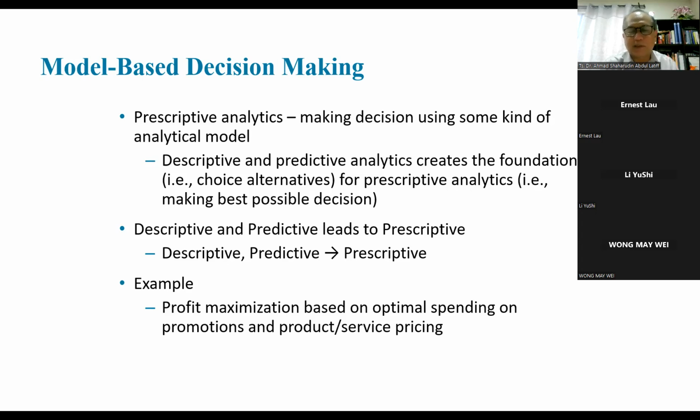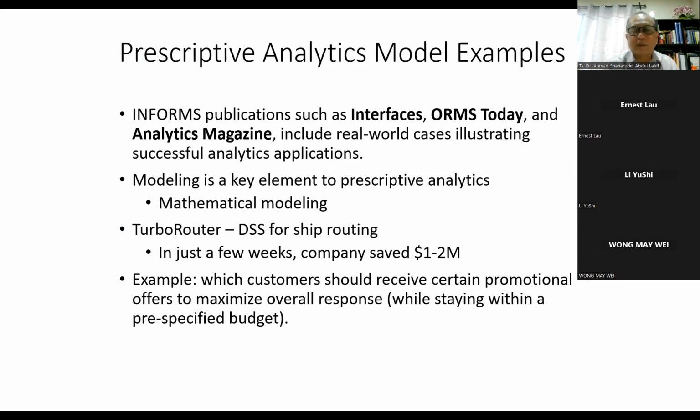For example, profit maximization. We also learned about utility theory, where we have full utilization instead of just profit or monetary gain. This is just an example from INFORMS, the Institute for Operations Research and the Management Sciences. They gave an example in the book on a decision support system for ship routing, based on mathematical models.